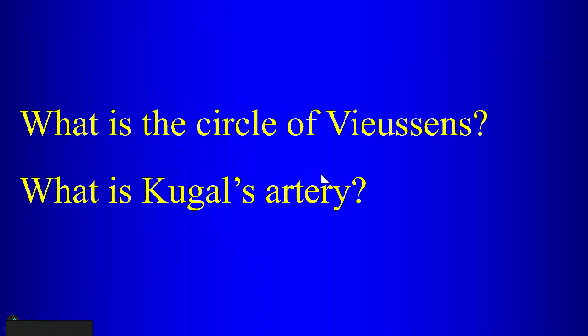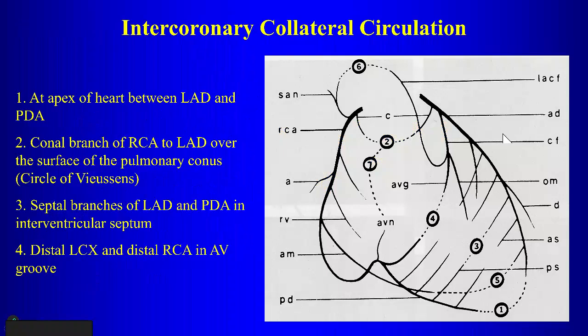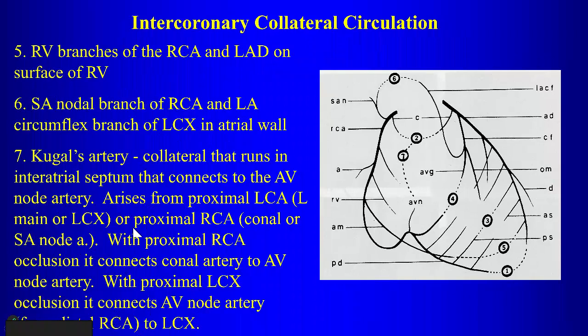We've talked about the circle of Vieussens, right? Kugel's artery also we'll mention. Intercoronary collateral circulations: basically, you can have collaterals from the LAD and the PDA, so wherever the vessels come close to each other over the apex of the heart, through the interventricular septum, you can also have collaterals. We've talked about the circle of Vieussens, which is the collateral from the conus branch of the right coronary artery to the LAD. So that can also give you collaterals.